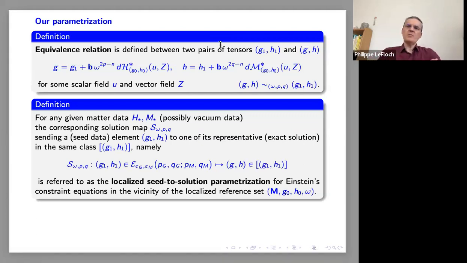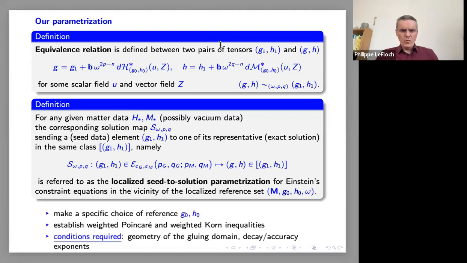Sometimes, in this subject, people are more interested in looking at one specific construction, so they somehow miss the formulation in the way that we put it here, by having quantitative estimates for the solutions and precise assumptions on the decay exponents, as you will see next. Okay, so by definition, the localized C2 solution parametrization is this map that sends G1, H1 in the neighborhood of the reference set to an actual solution in the same class.